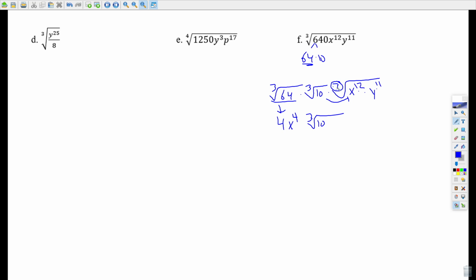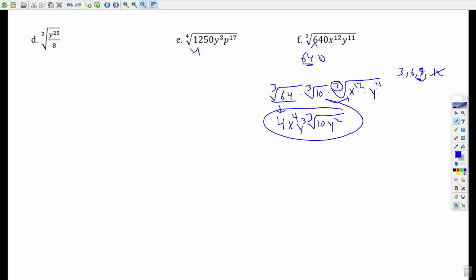We do the same thing with the y's. How many times does 3 go into 11? Right, 3, 6, 9. And if you go to the next one, you get 12. So we just know it goes into there 1, 2, 3. So there's 3 y's. And how many would be left over if you went up to 9? There would be 2, y squared. And that's actually your answer. You have 4x to the 4th, y to the 3rd, times the cube root of 10y squared.